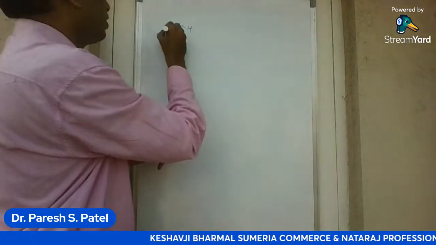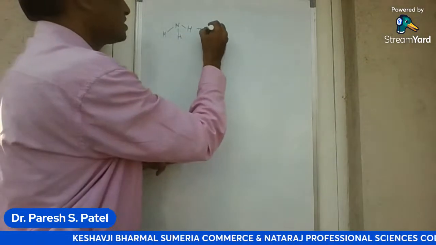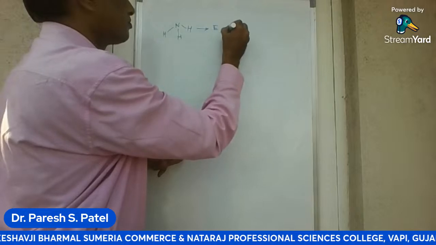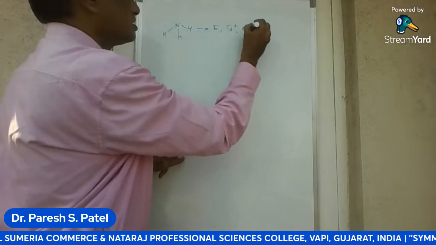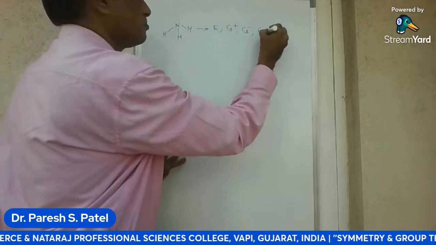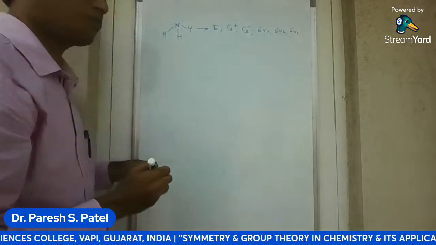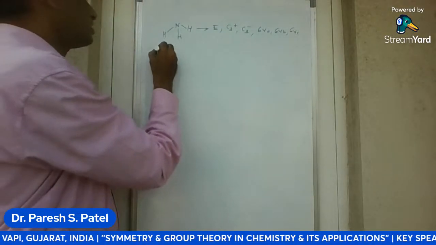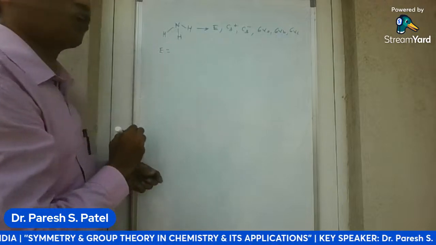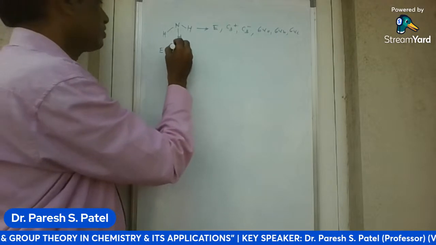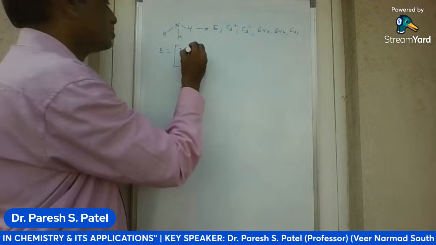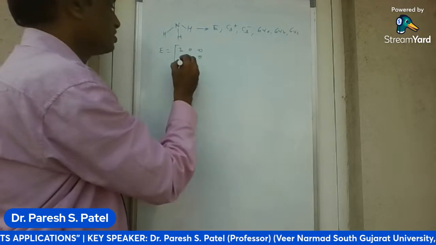The shape of the ammonia molecule is pyramidal. It consists of E, C3 plus, C3 minus, sigma Va, sigma Vb, and sigma Vc. Okay, so now the matrix representation for the identity symmetry operation: E is equal to 1 0 0, 0 1 0, 0 0 1.